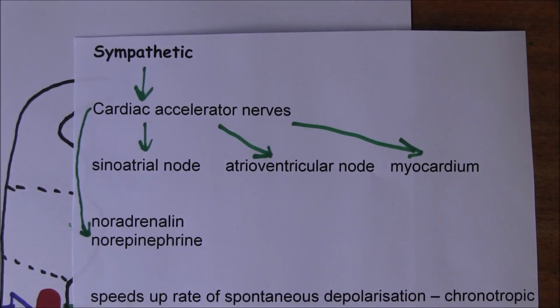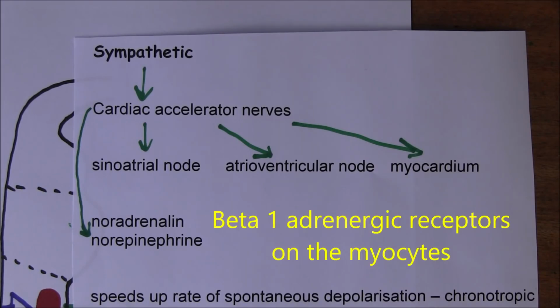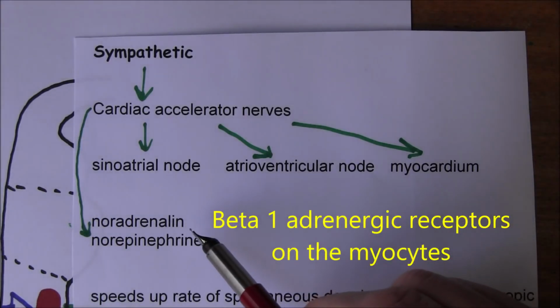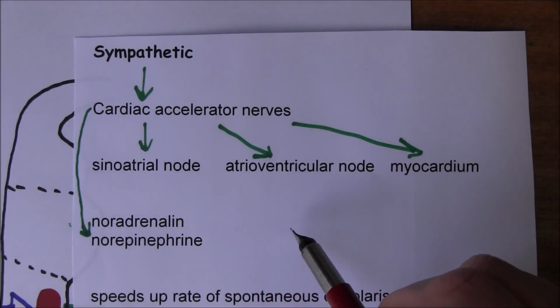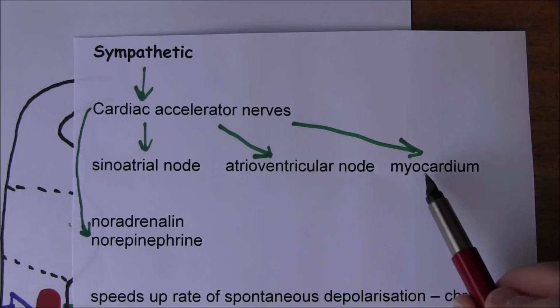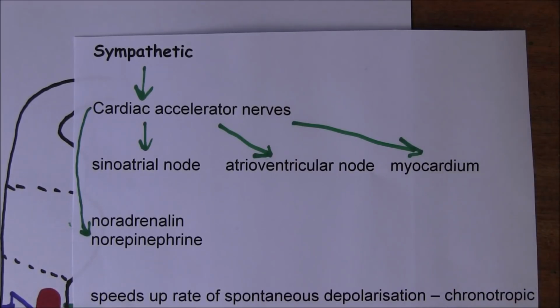And these are going to stimulate what we call beta-1 adrenergic receptors on the cardiac muscle fibers. So on the cardiac muscle fibers, there are receptor sites, and the noradrenaline fits into these receptor sites. And when it fits into the receptor sites, it stimulates them. And the receptor sites are called beta-1 receptors, and they're located on the cardiac muscle fibers. That's this bit here. It's going to increase the contractility of the muscle fibers in the myocardium.